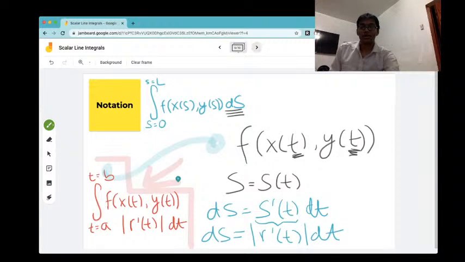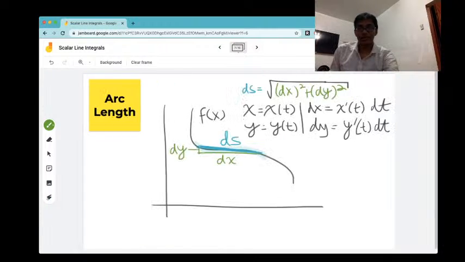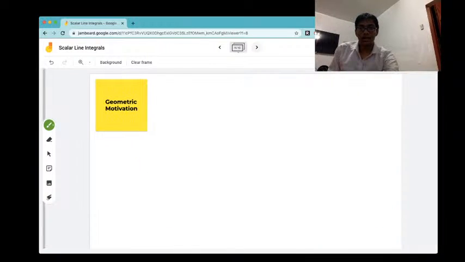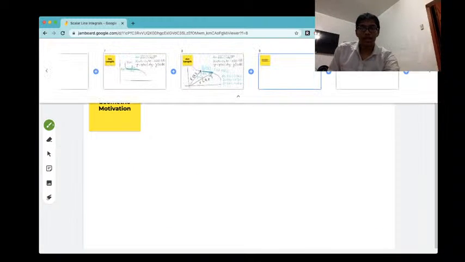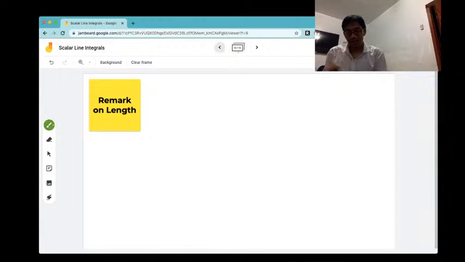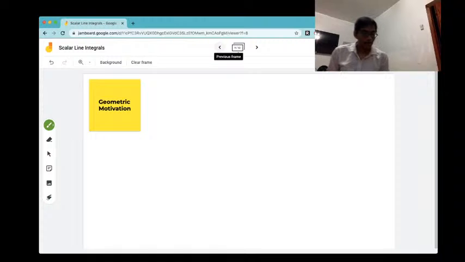But we're not done. We've covered the arc length. We've covered all of that. Now I want to hit on a geometric motivation for what we just learned, which is the line integral. So let's take a look at the geometric motivation behind all of this. What do I mean by geometric motivation? Well, let's go back to our XYZ coordinate plane.